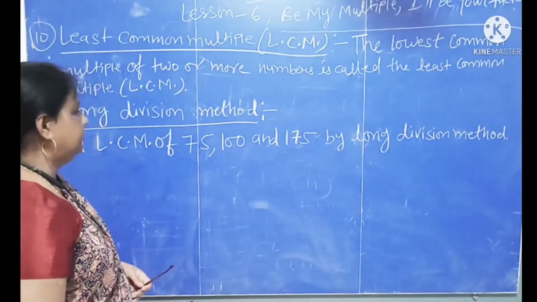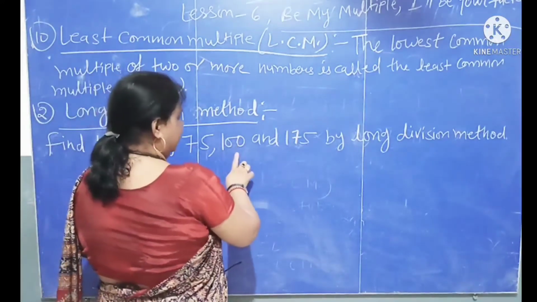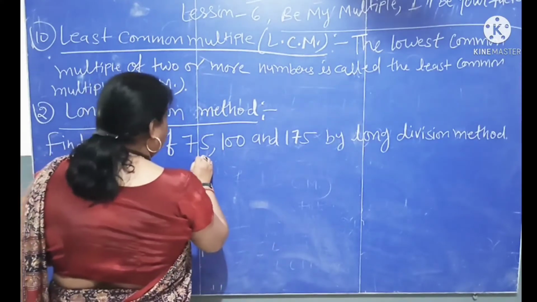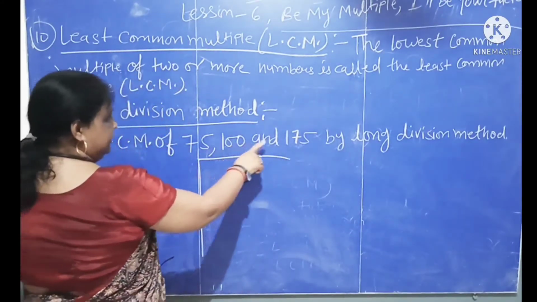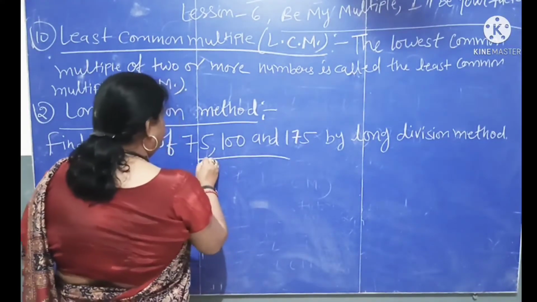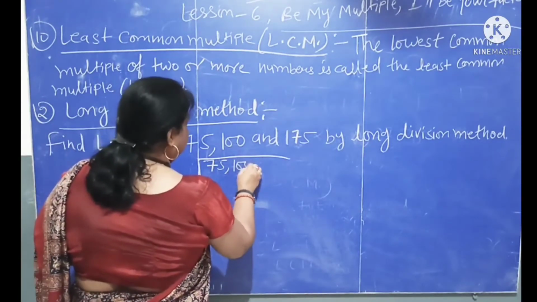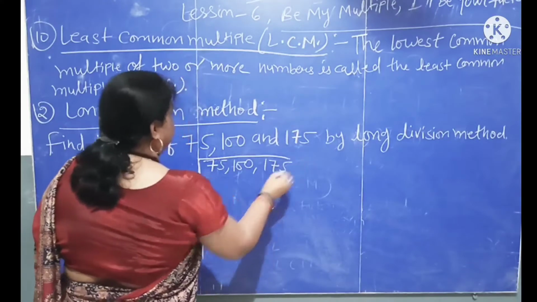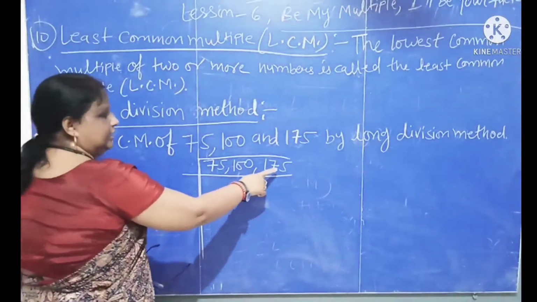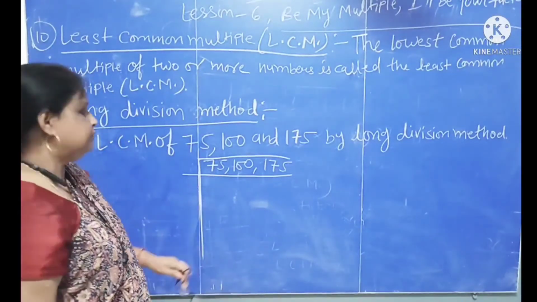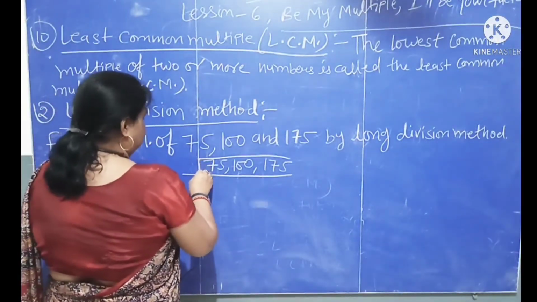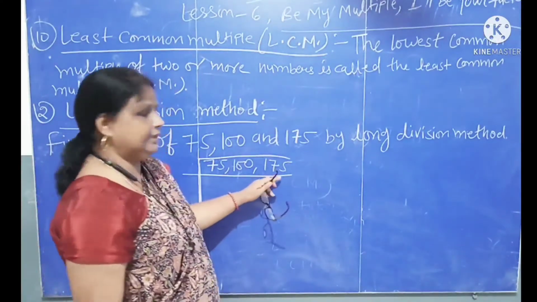In this method we find the prime factors of 75, 100 and 175. In this method we find the prime factors of these numbers all together. So first we make a structure like this and we write 75, 100 and 175. In this method we have to find the prime factors of 75, 100 and 175 all together. So we need a number to divide 75, 100 and 175.